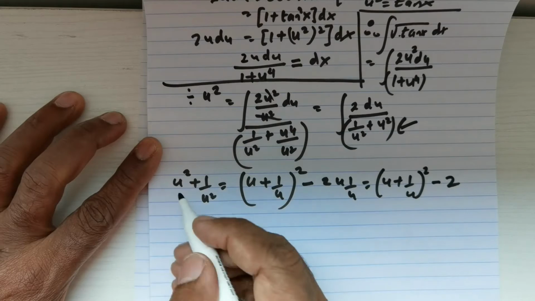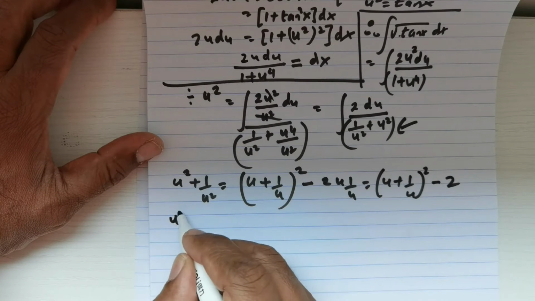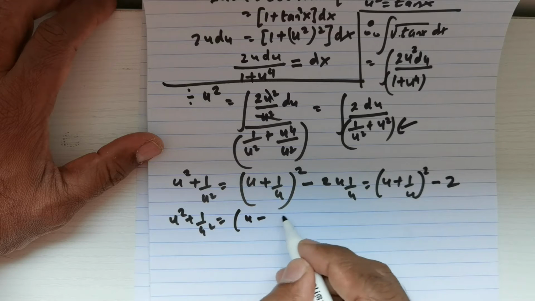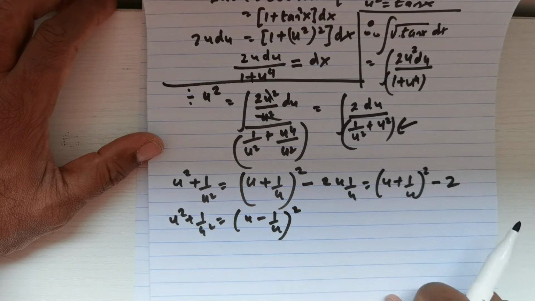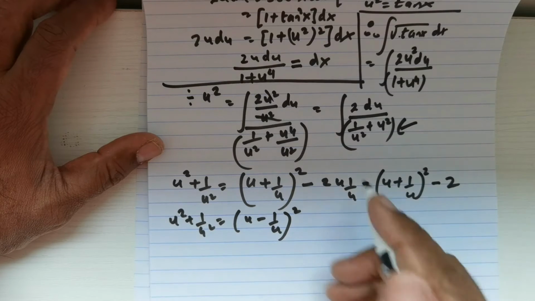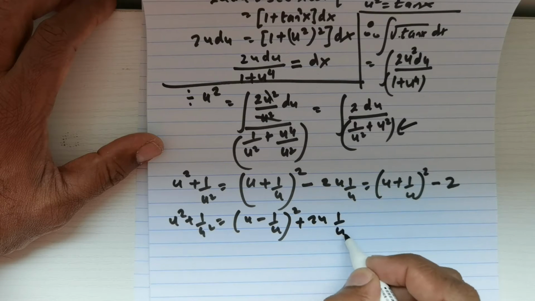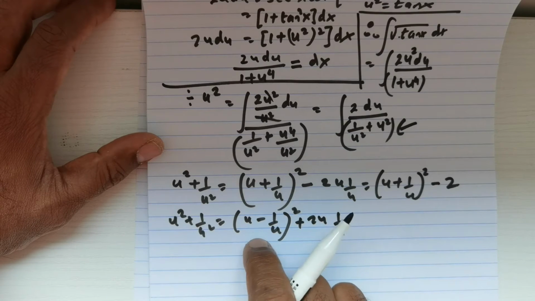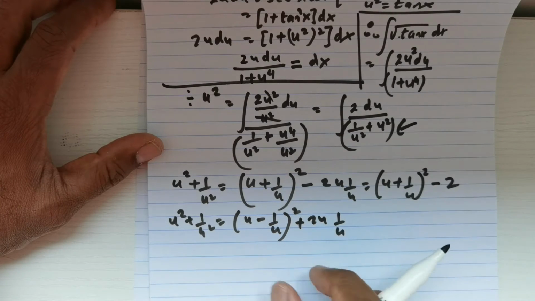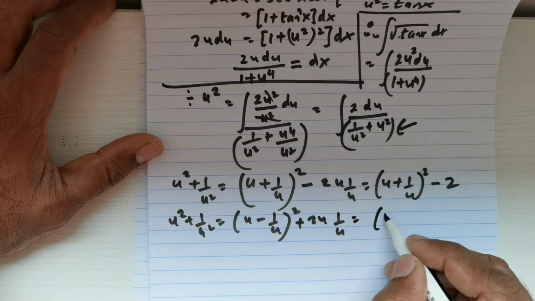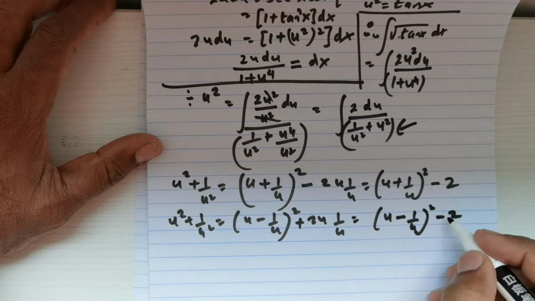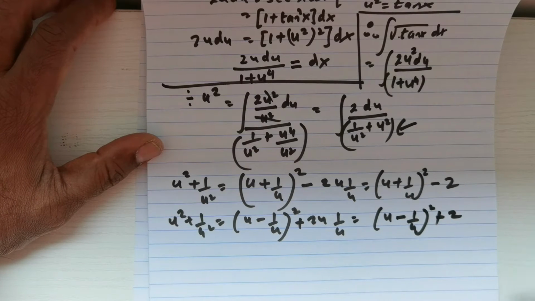There is another way. That would be writing u squared plus 1 over u squared as u minus 1 over u raised to the power 2. Again, I need to add 2 times u times 1 over u, so that the term that arises here, negative 2 times u times 1 over u, can be cancelled with this. So rewriting, I now have u minus 1 over u raised to the power 2, of course plus 2. So 2 representations for the same quantity.